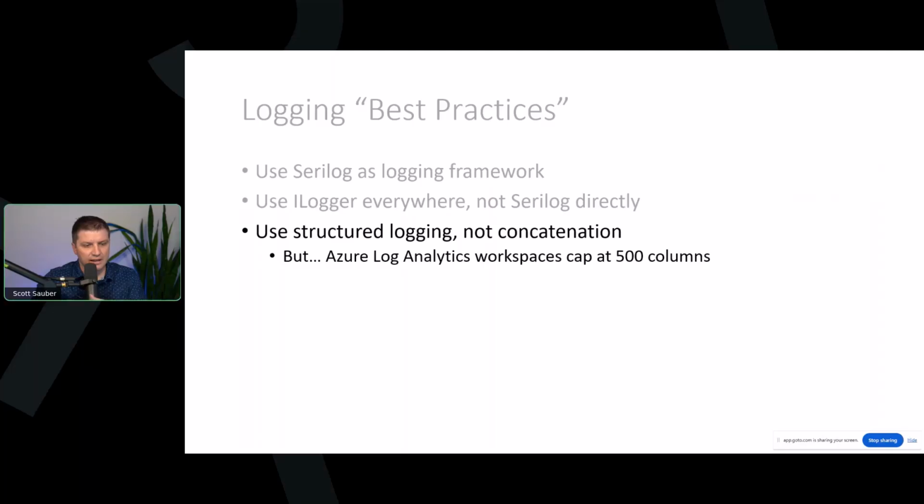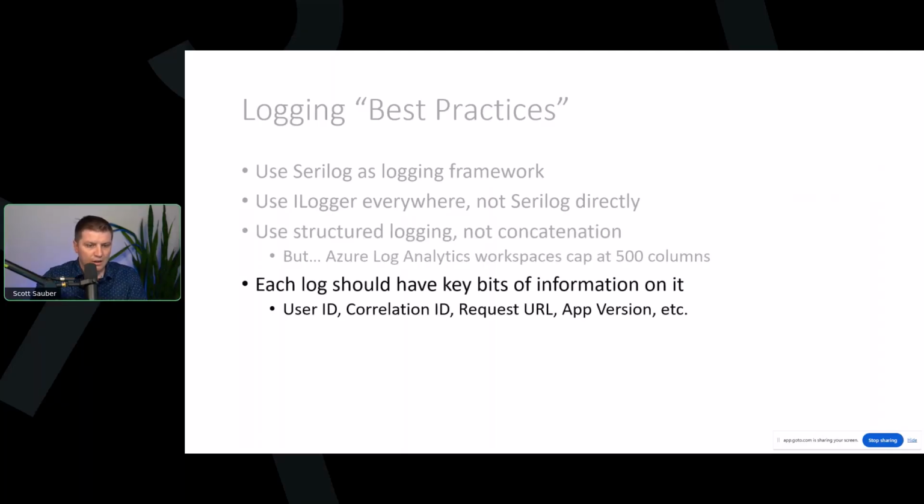And one thing to note though is when you're doing structured logging, Azure Log Analytics will cap at 500 unique columns, and then it throws the rest into an other data column. So just something to be aware of. If you have more than that, it's not really terrible. It's just something to be aware of, that you'll have to go to the other data column to see those other columns. But I also think each log should have some key bits of information on it.